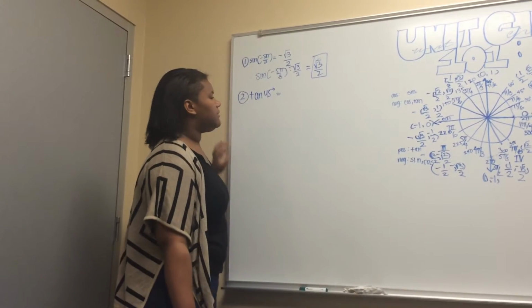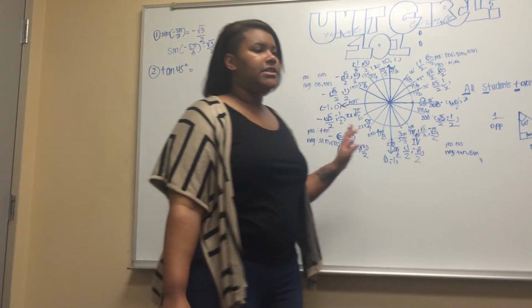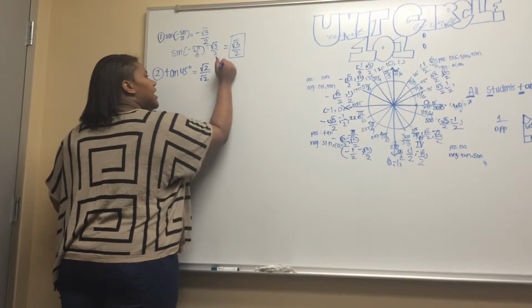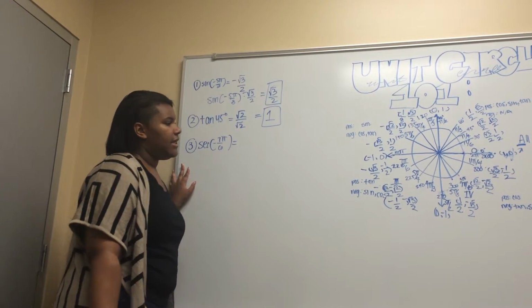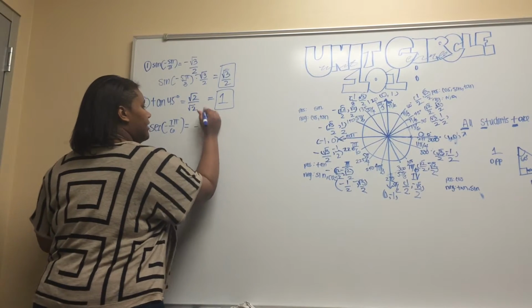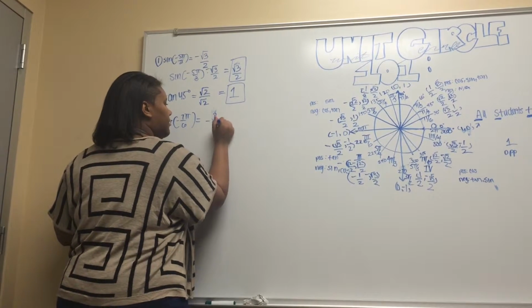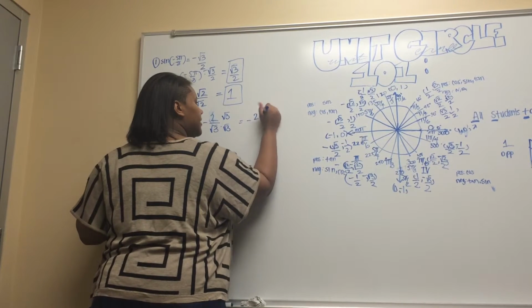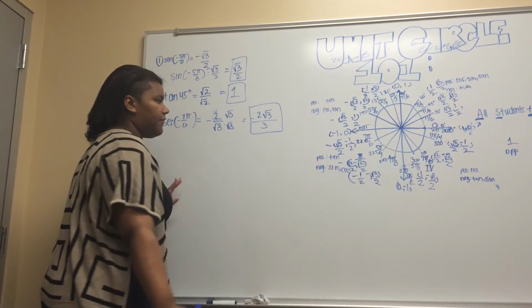Number 2 is tangent times 45 degrees. This is also on the unit circle. It is sine over cosine, which is the square root of 2 over the square root of 2, and that equals 1. Number 3, I got secant times negative 7 pi over 6. That is in the third quadrant, and it is also the reciprocal of cosine. So it would be negative 2 over the square root of 3. And your answer will be negative 2 square root of 3 all over 3.